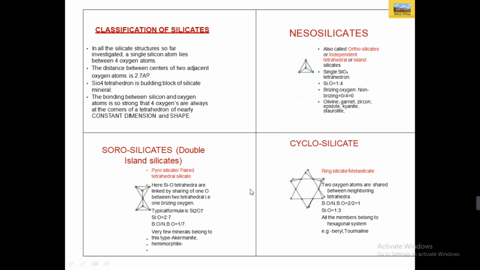Next, cyclosilicate. It is also called ring silicate, metasilicate. Two oxygen atoms are shared between neighboring tetrahedra. Here bridging oxygen, non-bridging oxygen ratio is 1. Silicon and oxygen ratio is 1:3. All members belong to the hexagonal system. Examples are beryl and tourmaline.